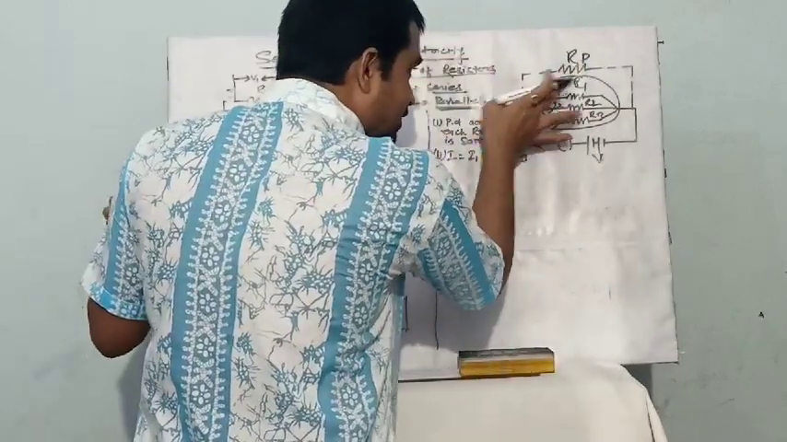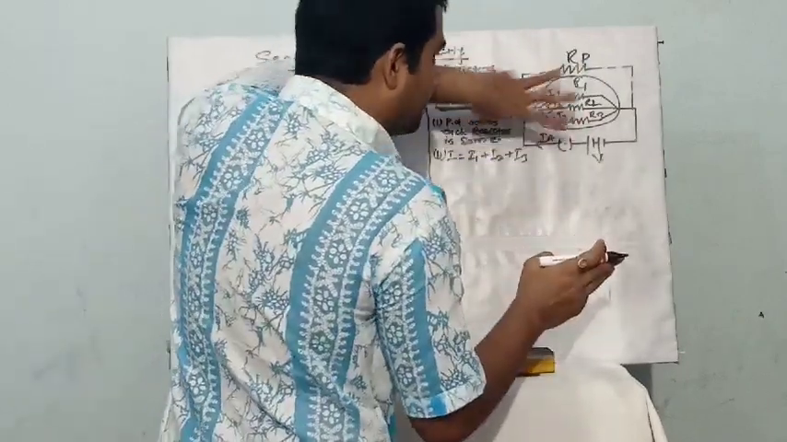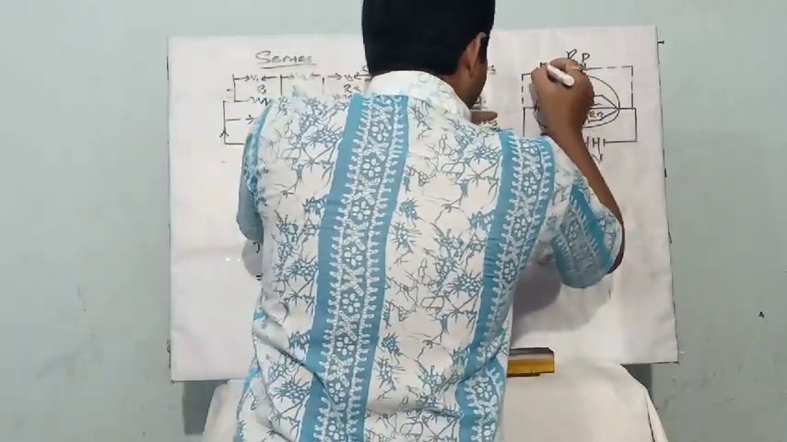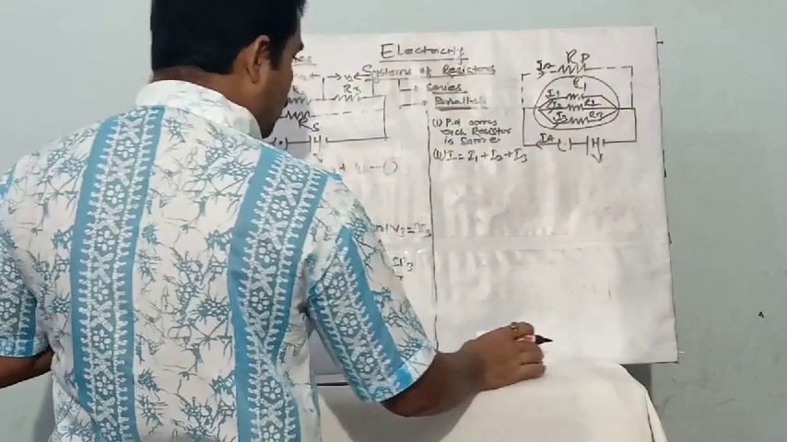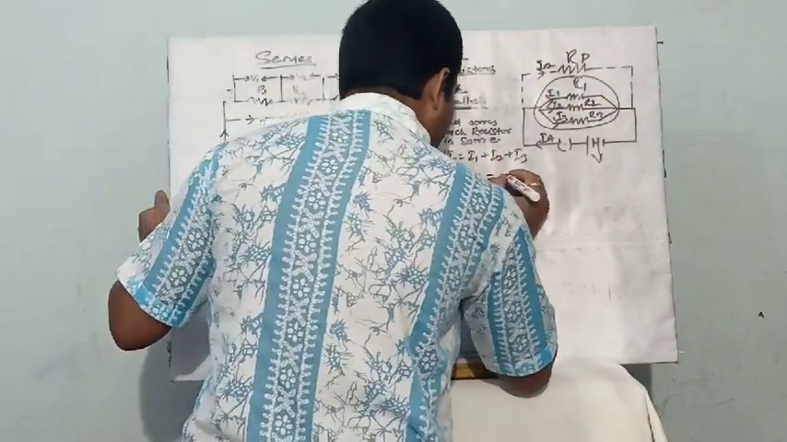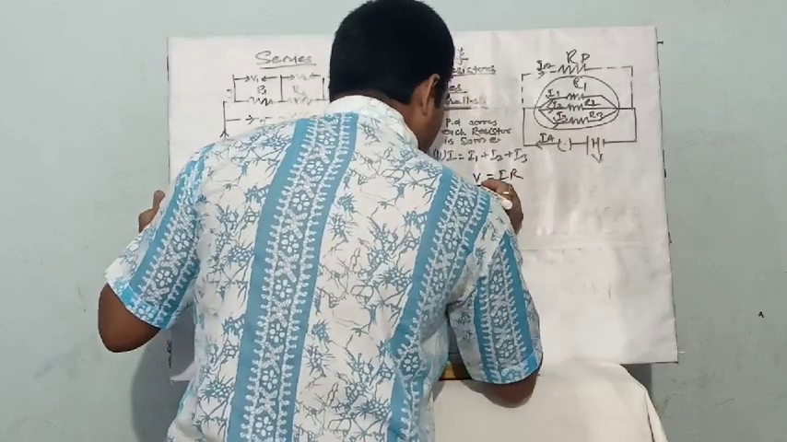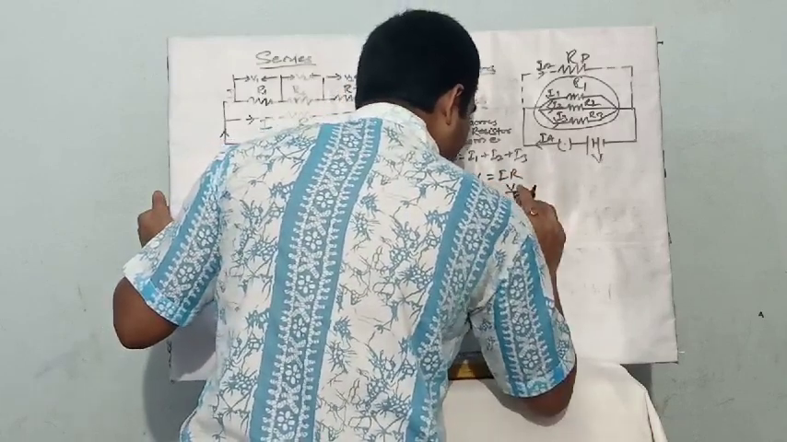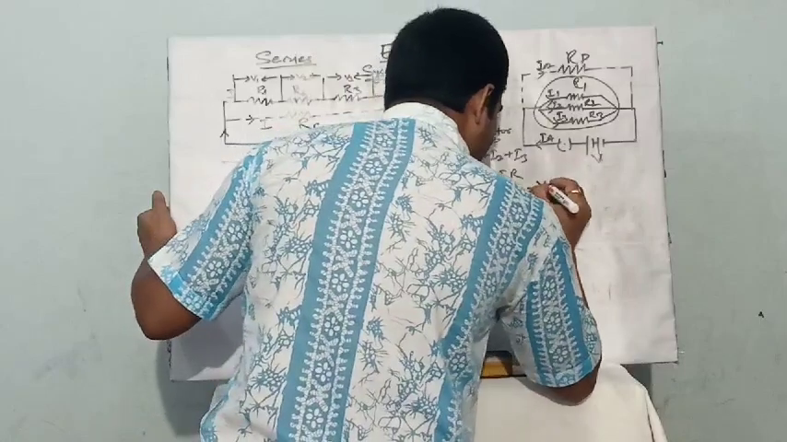When the current was coming here, it was dividing into three parts, but after coming here, the same current will pass through them. So according to Ohm's law, V equals IR. So I is equal to V by R, and here R is RP, so I is V by RP.